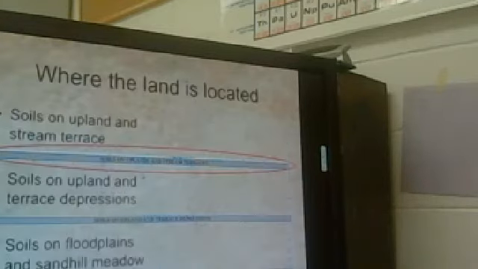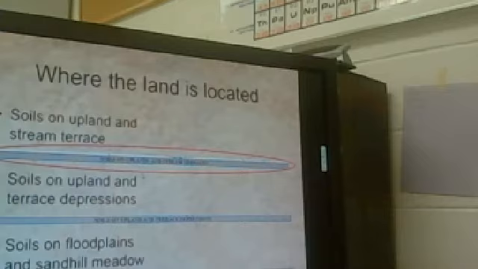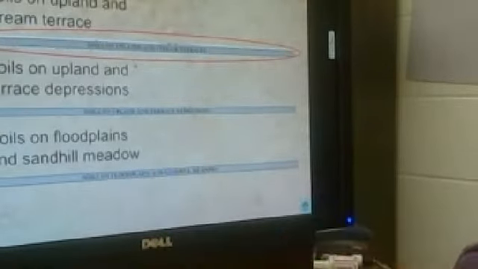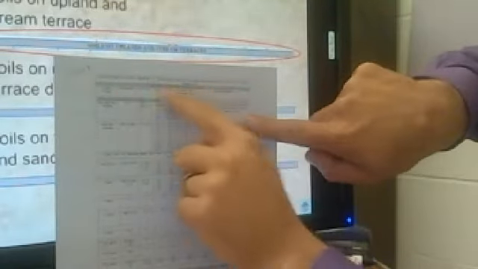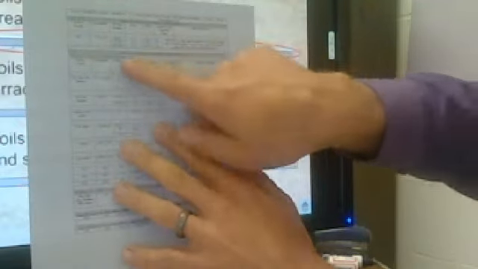Figure out the answers. Because here's how you do it. First thing you got to be able to identify is where your land is located. On that little chart, it gives you a spot. It says soils on an upland stream terrace, soils on an upland depression, and soils on a floodplain, sandhill meadows. On the chart, right here at the top, it says soils on an upland stream terrace. Down on the other side, it says soils on an upland terrace depression. Then over here, it says floodplains.